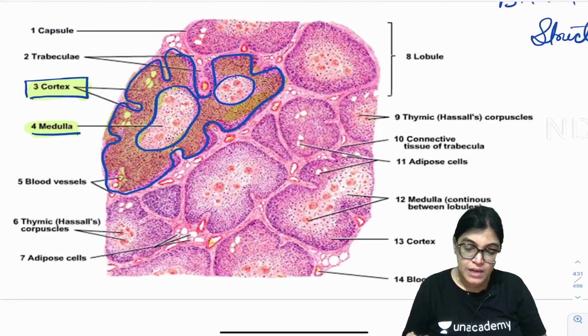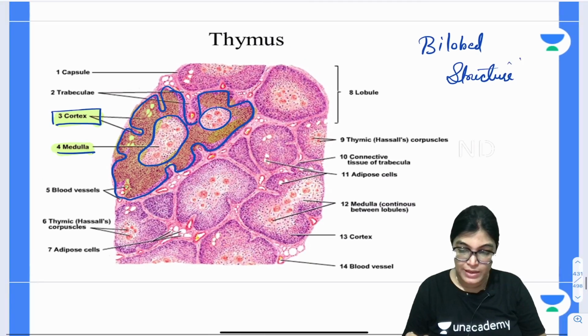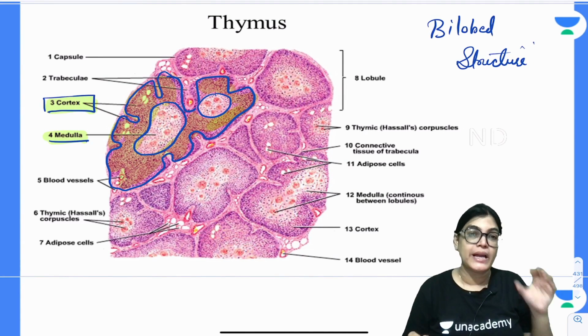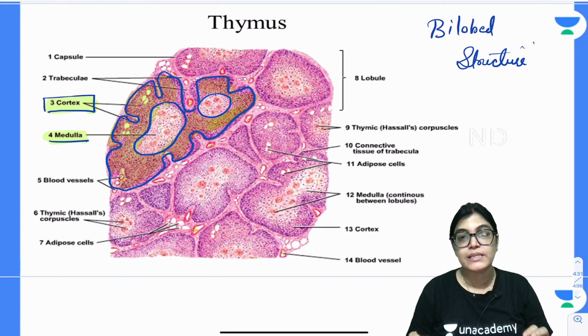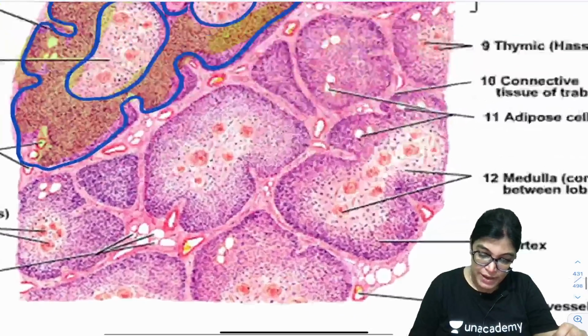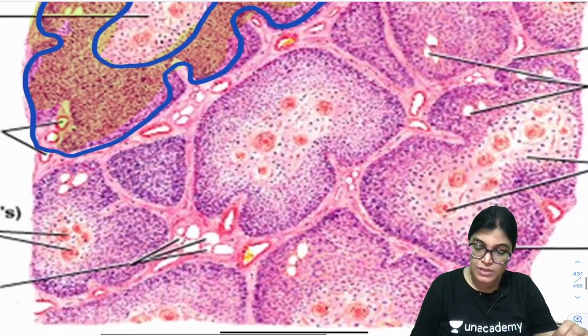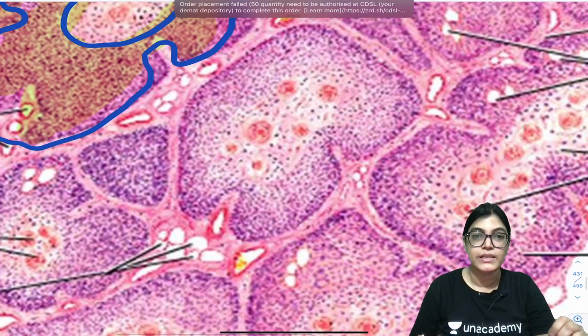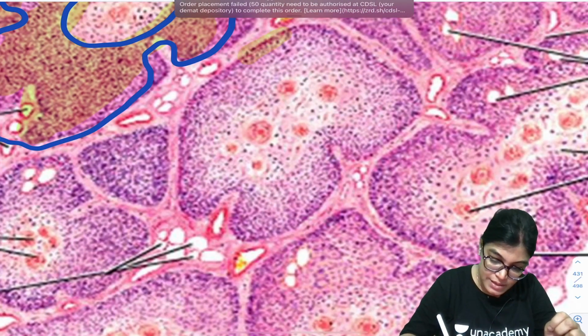Now, my dear aspirants, another very important point for identification is that Hassall's corpuscles reside inside the medulla part. If I enlarge this again, you can focus on these Hassall's corpuscles.